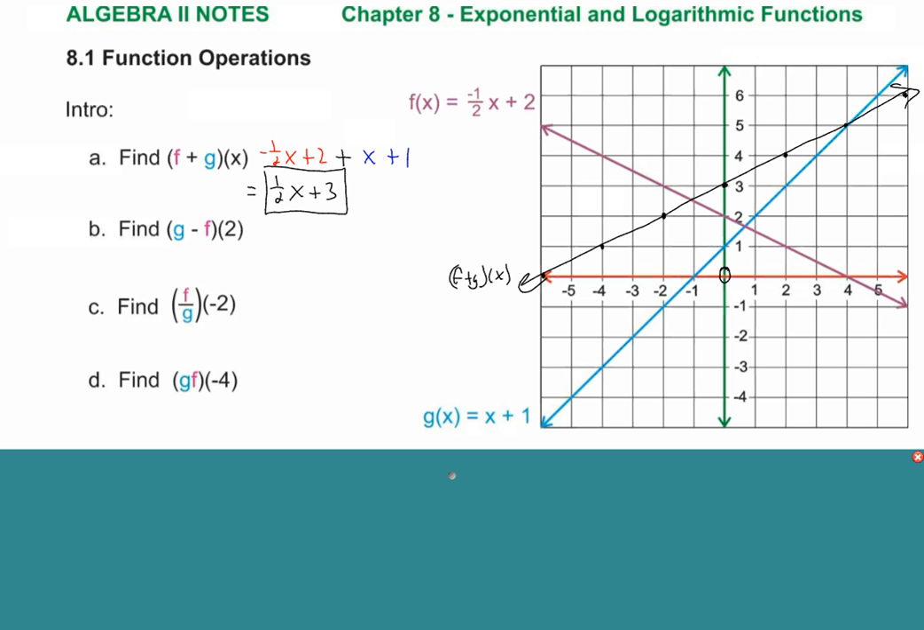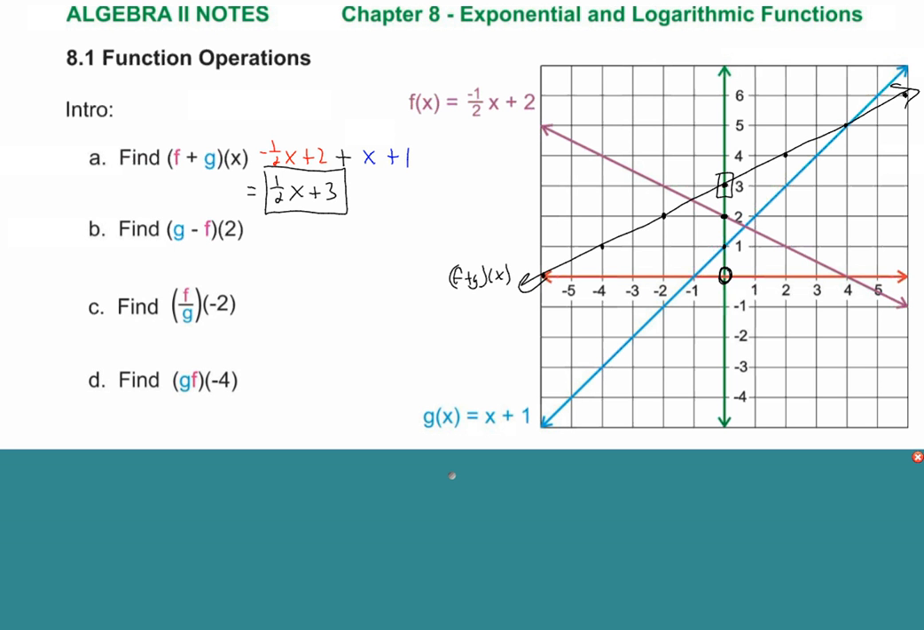So I'm right here at the origin. I've got an x value, an input of 0. Take the red function, and notice its output is 2. So input 0 for the red function, output 2. Look at the blue one. Input 0, and for the blue one the output is 1. What do you get when you add 2 and 1? The output of our f plus g function.